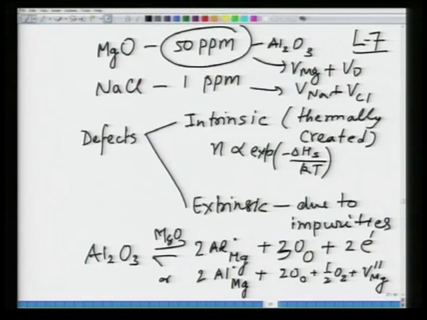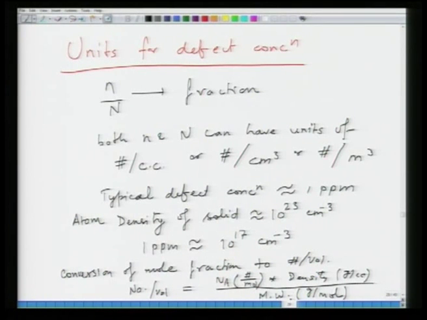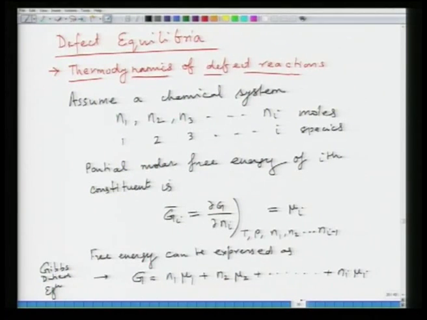We will just review the last class, in which we discussed first the intrinsic and extrinsic defects and the temperature dependence, and then we looked at the possible units for defect concentration. Then we moved on to the important topic of defect equilibria, whose purpose was to establish the criteria that we can treat these defect reactions just like chemical reactions.